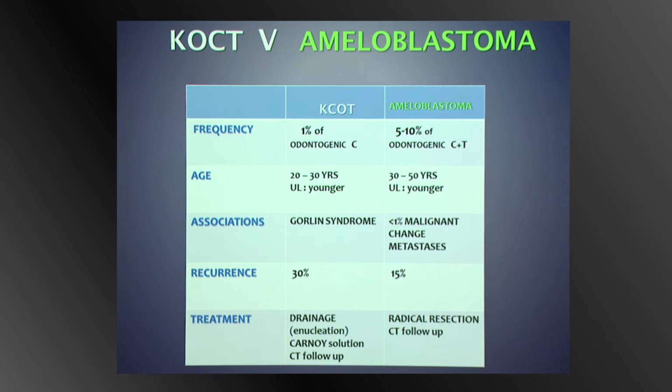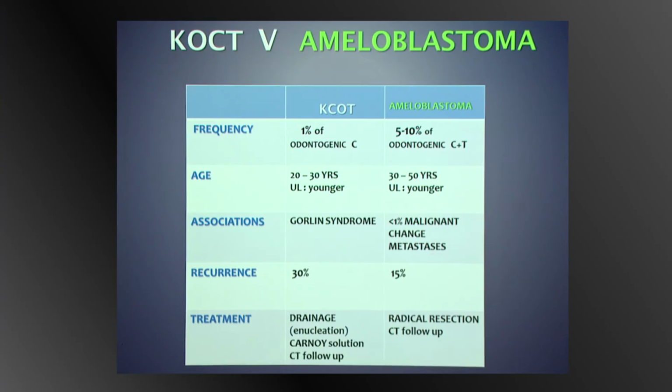Age, KCOTs are in the younger age group. They have an association with Gorlin syndrome, which is good for the registrars, the basal cell nevus jaw cyst and bifid rib syndrome. And ameloblastomas occasionally become malignant, and they can, like pleomorphic adenomas, metastasize even when they're not malignant. So it's quite a complex subject. Both recur, and that's why they're important lesions.